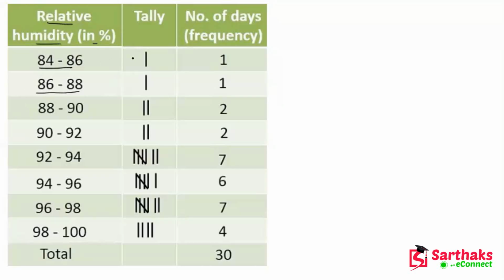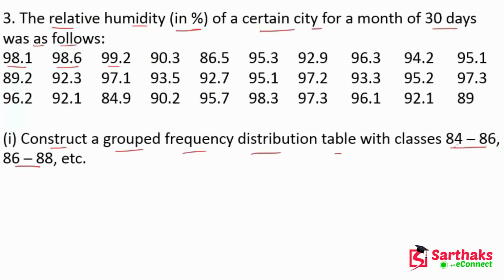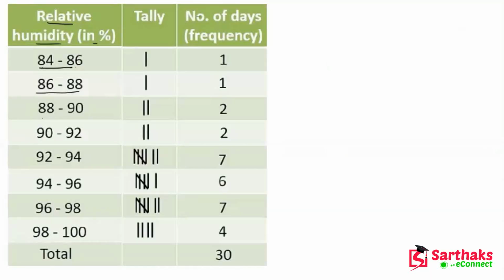Now let's do the tally. We have to find the humidity between 84 to 86. In this data, there is only one number, 84.9, which lies between 84 to 86, so the total number of days is 1. This column is the frequency, or the number of days. So one day has relative humidity between 84 to 86.